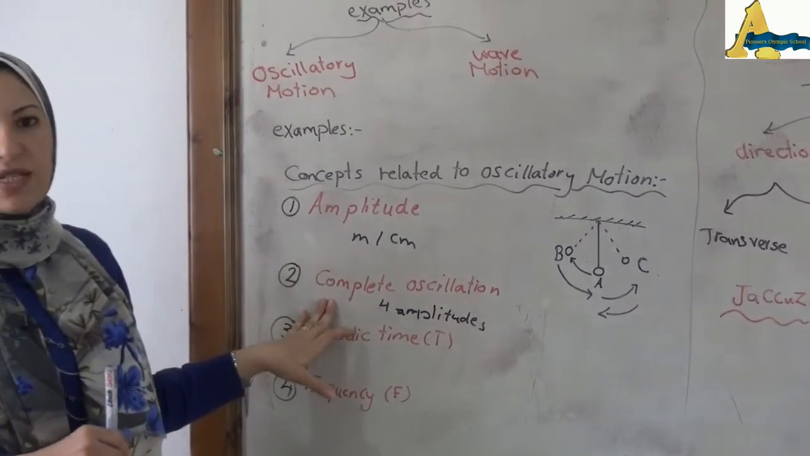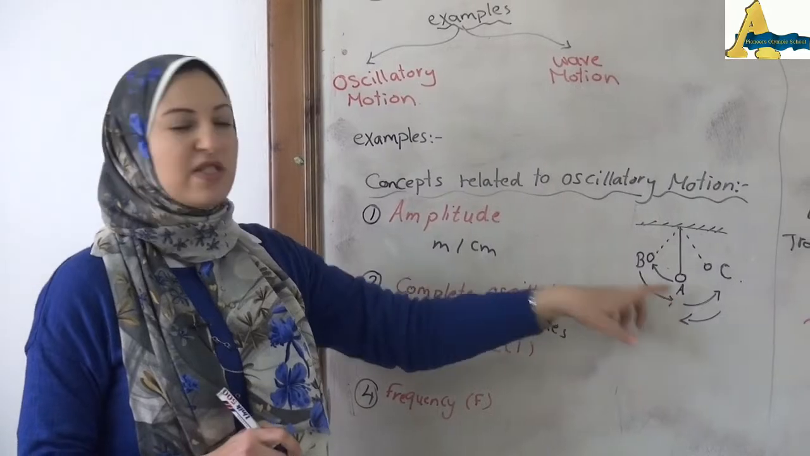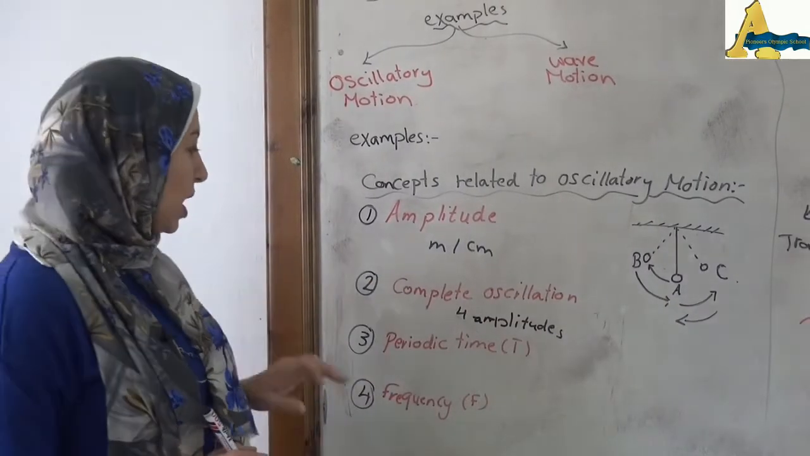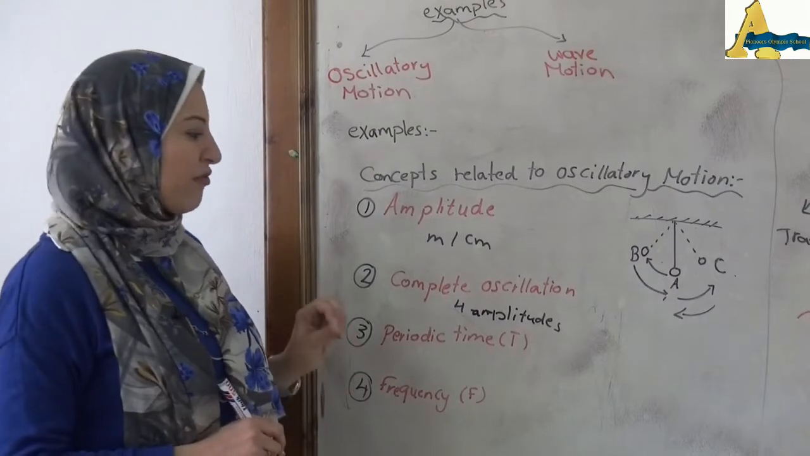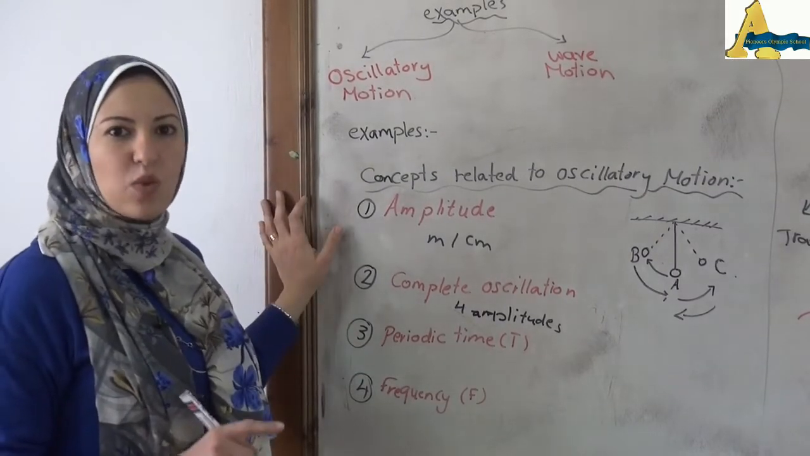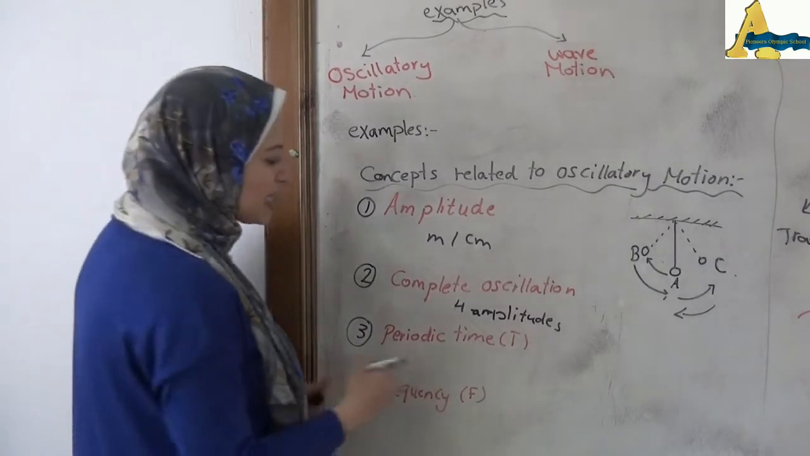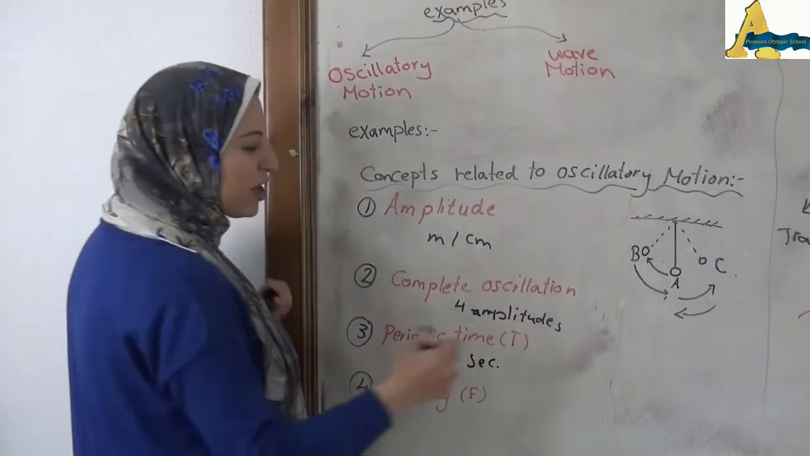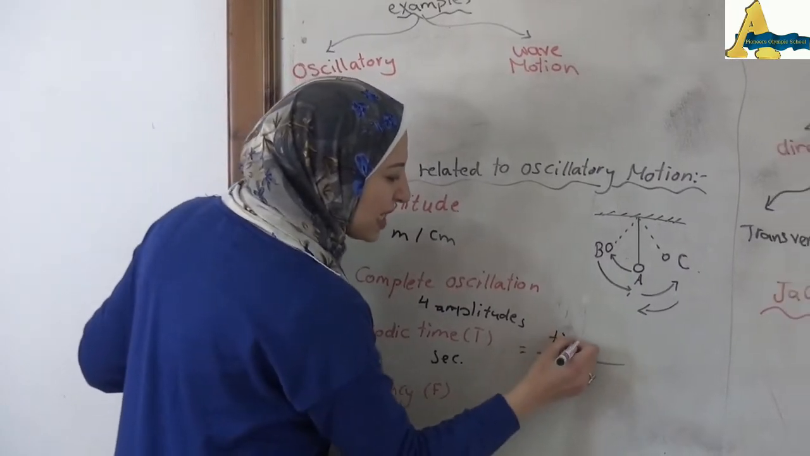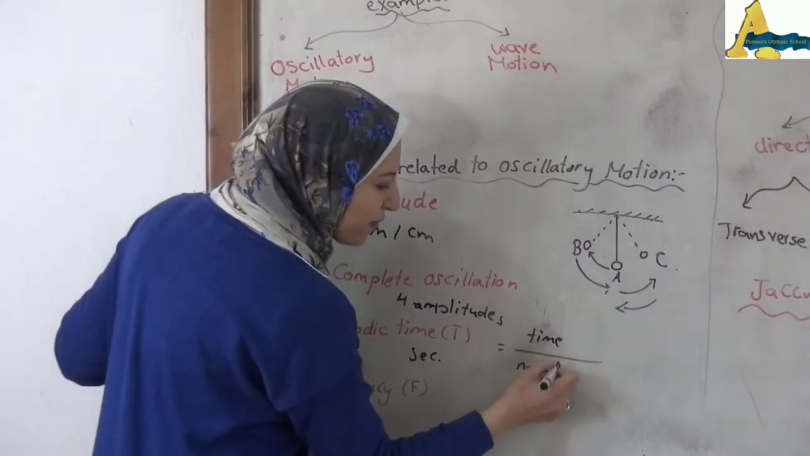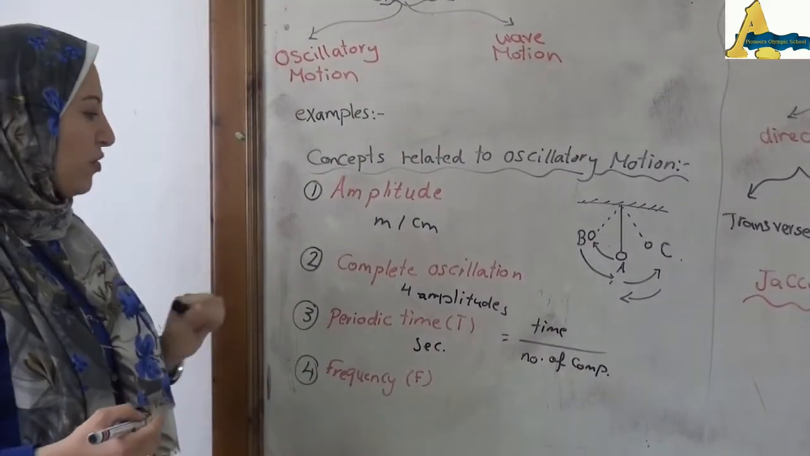It's the motion of an oscillating body as it passes by a fixed point on its path two successive times in the same direction. Periodic time is the time of making one complete oscillation, or the time that the oscillating body takes to make one complete oscillation. As it's a time, its measuring unit will be second. If I'd like to calculate the periodic time, the rule is the time in seconds over the number of complete oscillations. And we answered many problems according to this concept.